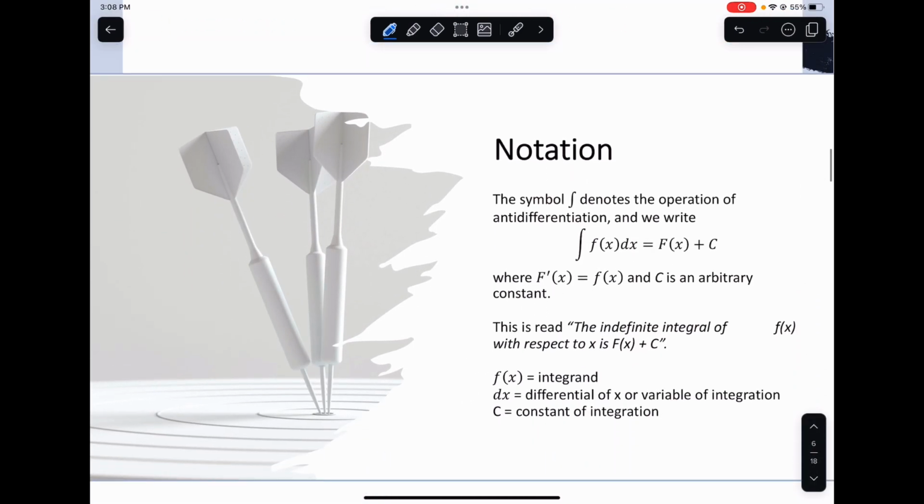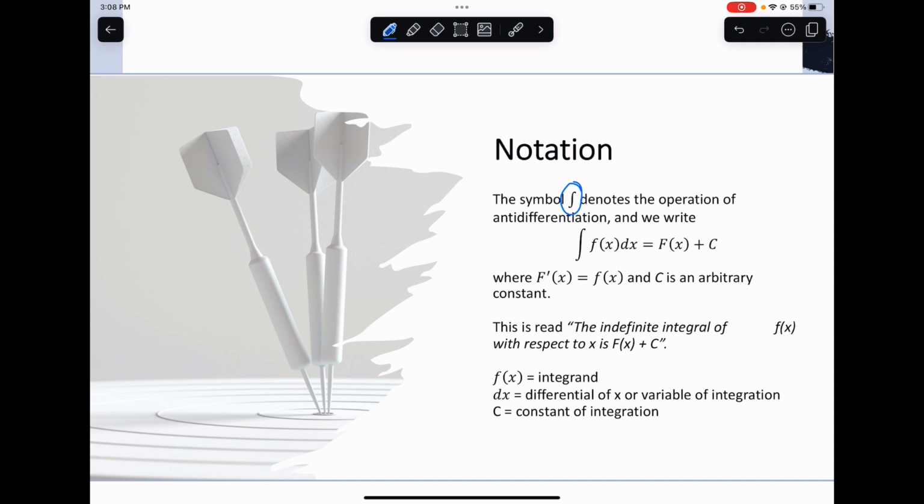And usually, the antidifferentiation or integration process is denoted by the integral symbol. This symbol corresponds to the operation of antidifferentiation or integration. Once we see this symbol, that means we are to evaluate the integrand, or perform antidifferentiation or integration. And this is read as the indefinite integral of f of x with respect to x is equal to F of x plus c.